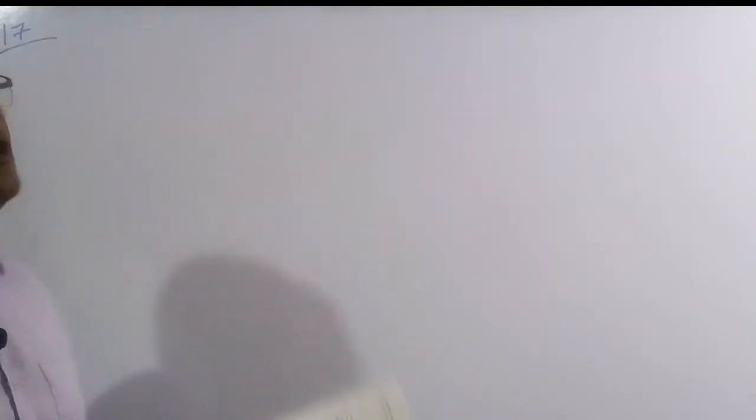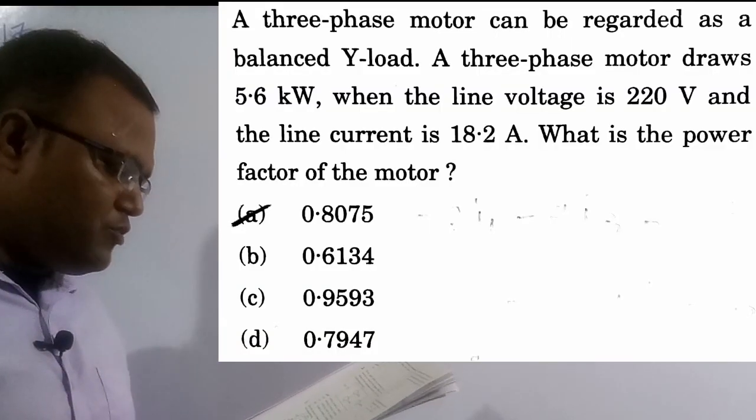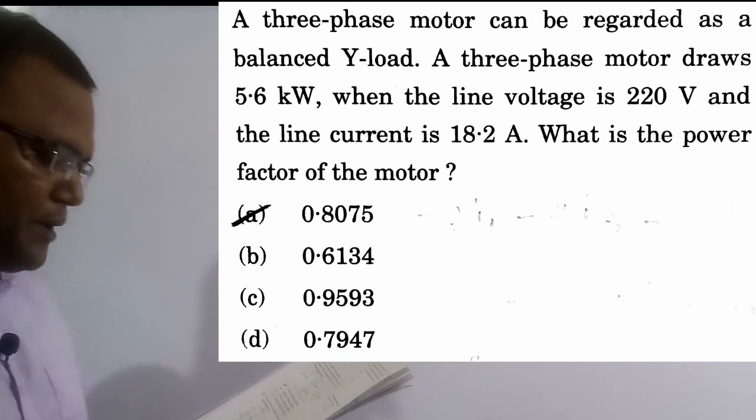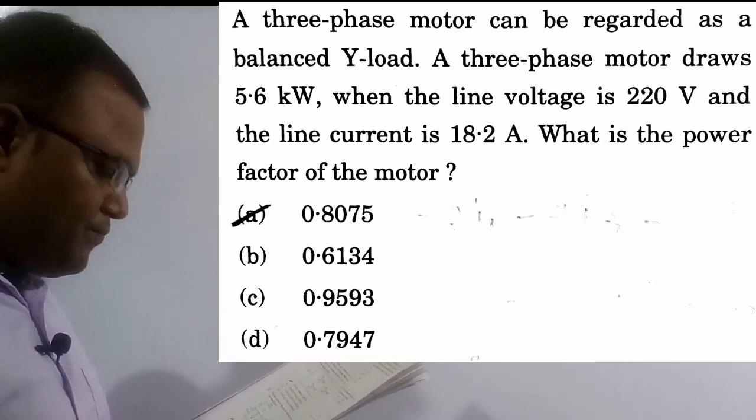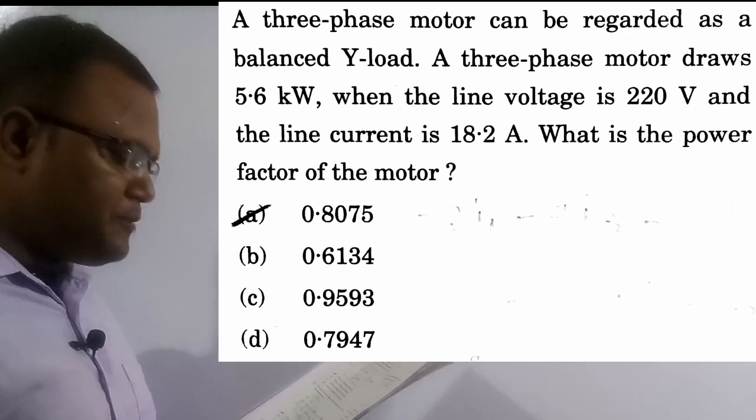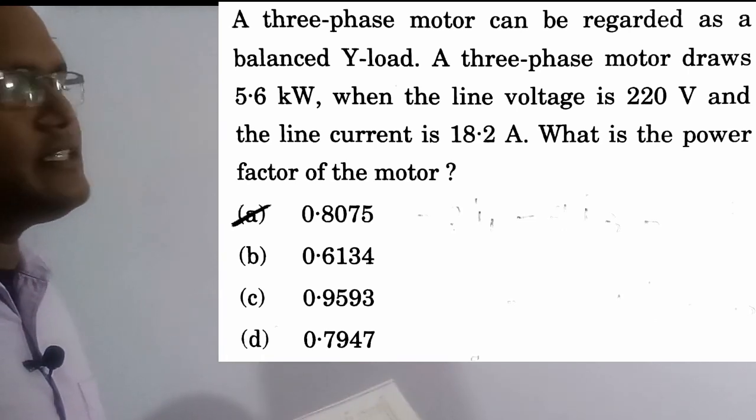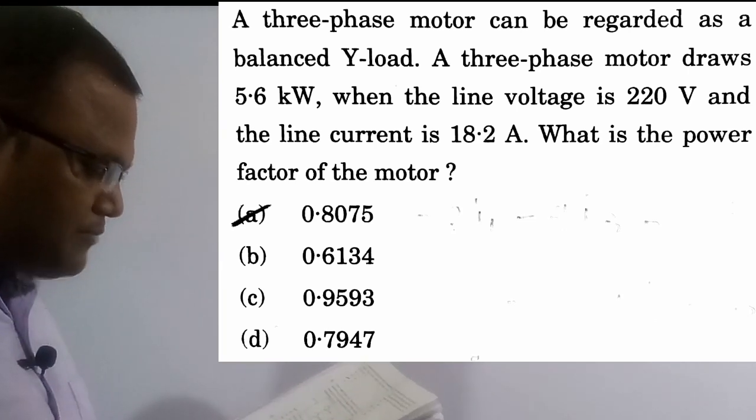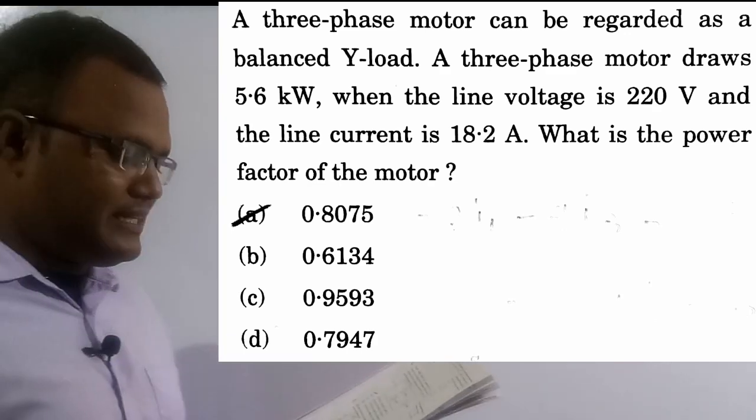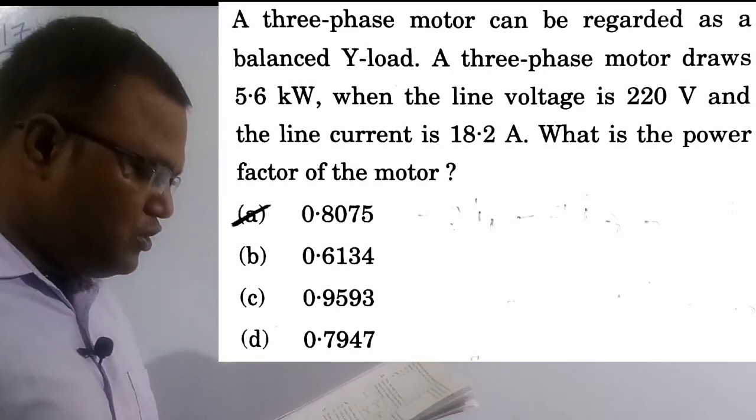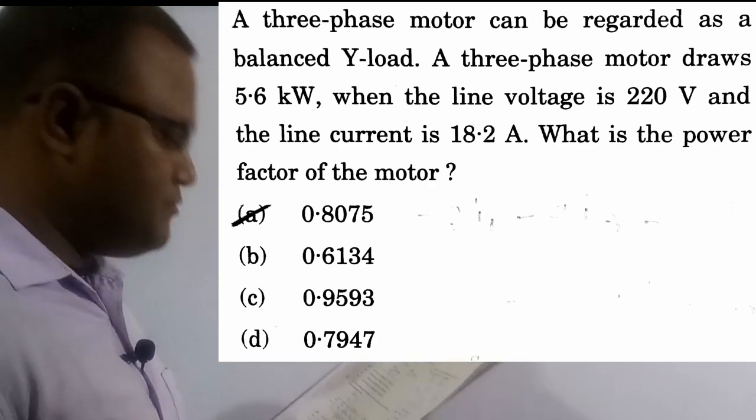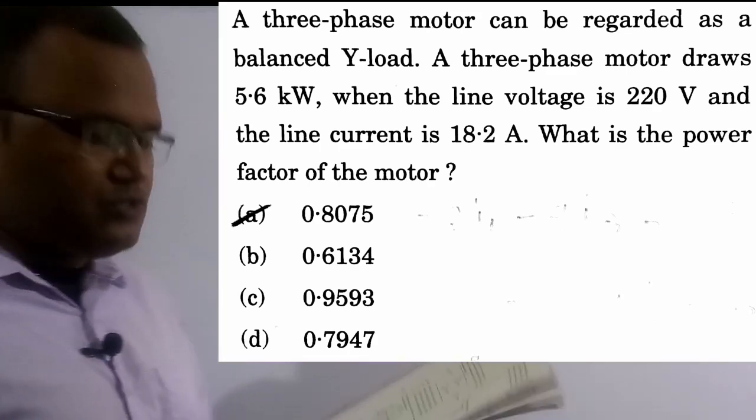Now we are going to solve the 17th question. See the question here. A 3-phase motor can be regarded as a balanced star load. A 3-phase motor draws 5.6 kilowatt when the line voltage is 220 volt and the line current is 18.2 ampere. What is the power factor of the motor? Basically this is a star connected load motor, and this motor is going to absorb a 3-phase power of 5.6 kilowatt with a line voltage of 220 volt and a line current of 18.2 ampere. Here we need to find the power factor of this motor. Out of the four options, option A, which is 0.8075, is the correct solution of this question.